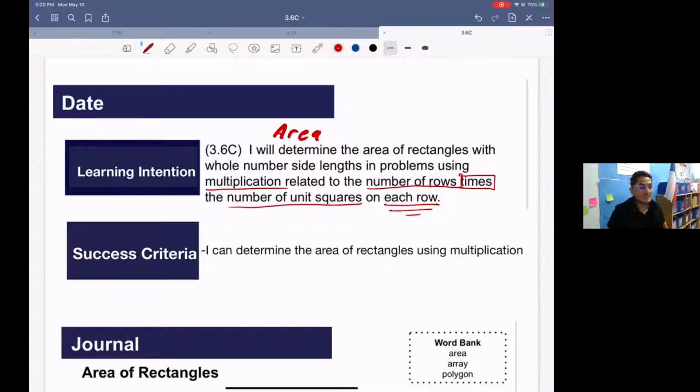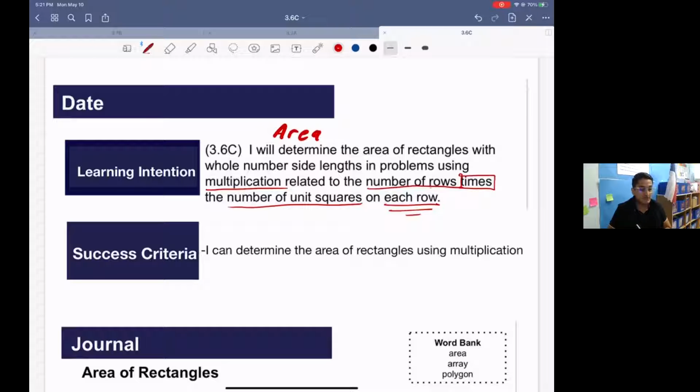So basically what it's telling me is that I need to first count how many rows I have. I remember that rows go horizontally. So I'm going to find how many rows are forming that rectangle. And once I have that number, I will also count how many units are in each row. So once I have those two numbers, I would be multiplying them, and that is going to give me my area.